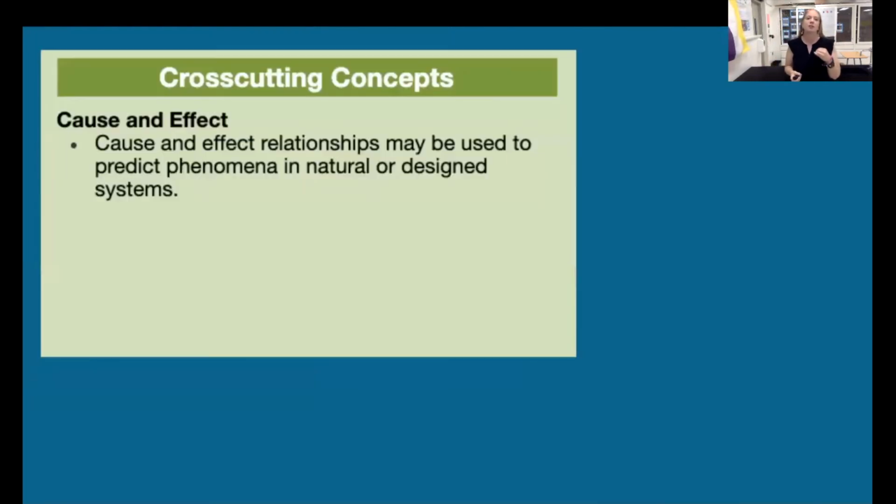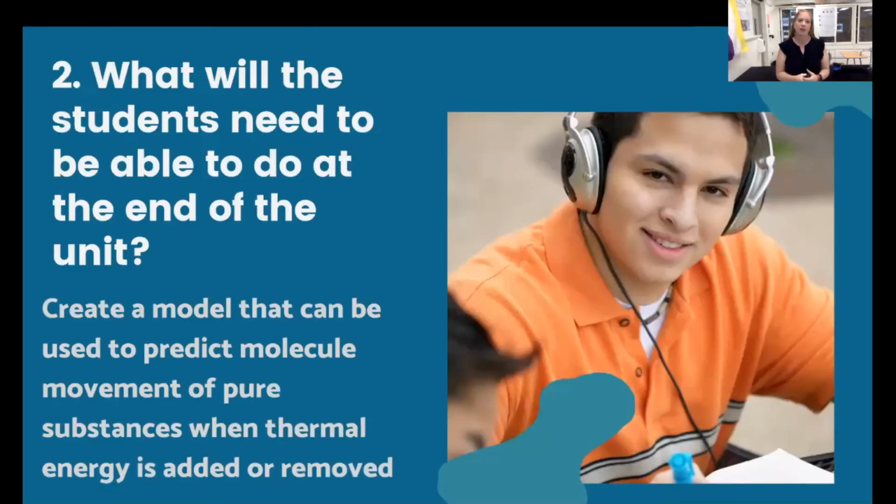And then you have the cross-cutting concepts, right? This is the higher level thinking. So in this case, my students will be doing cause and effect. So what do they need to know? And what should they do by the end?